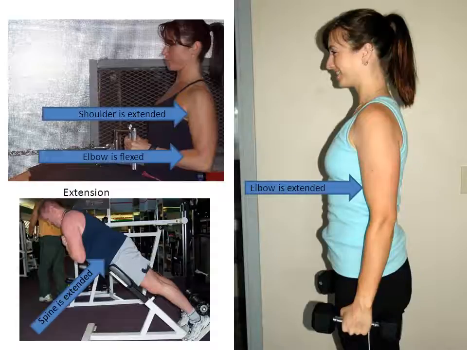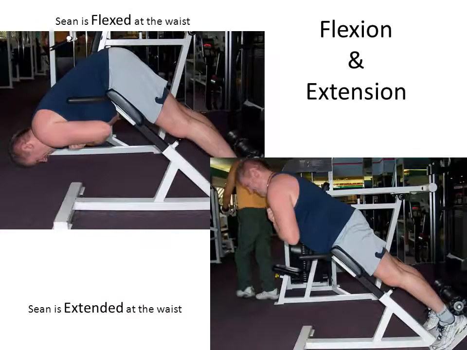If you look at the picture of Julia on the right-hand side, her arms at the shoulder are very much like Julie's, where her arms are down by her side. So Julia is extended at the shoulder joint. But you can see her elbows are straight, so she's now extended at the elbow joint as well. So let's recap here. You can see Sean on the top left-hand side is bent at the waist, so he's flexed at the waist. In the bottom right-hand side, Sean has straightened his spine, so he's extended at the waist.